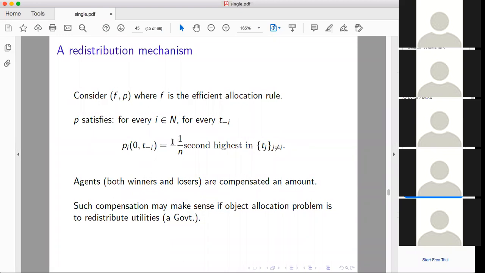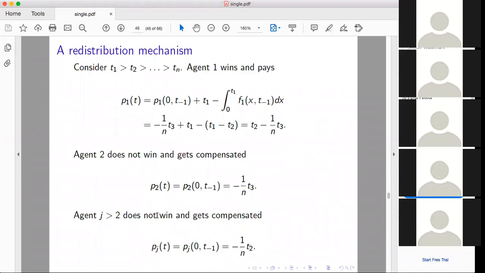Because this term Pi 0 T minus i is negative, it says that both winners and losers are compensated some amount. Losers are obviously compensated this amount, and winners are also compensated: you'll see that a winner will pay something and then will be compensated something also. Such compensations will make sense in a variety of problems, and we have already talked about some applications, but you'll see how it happens here.